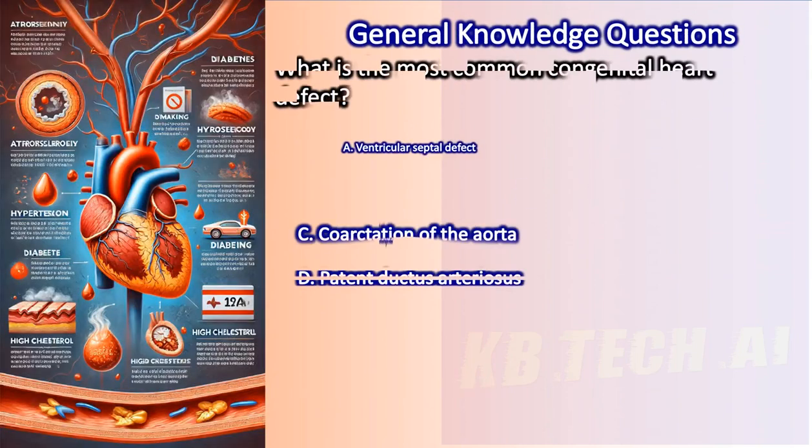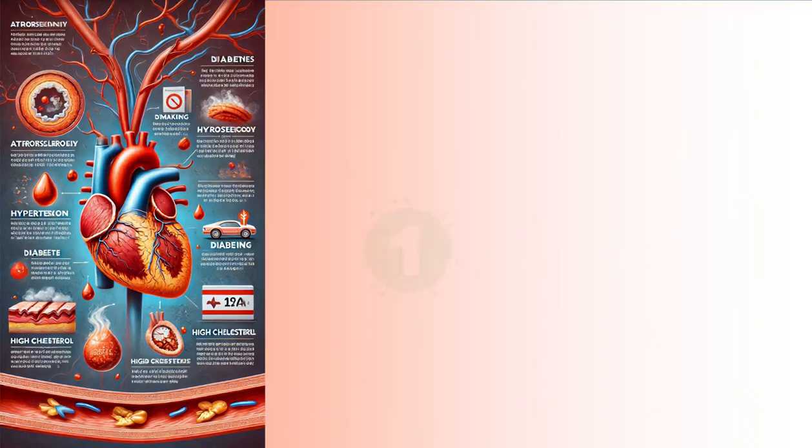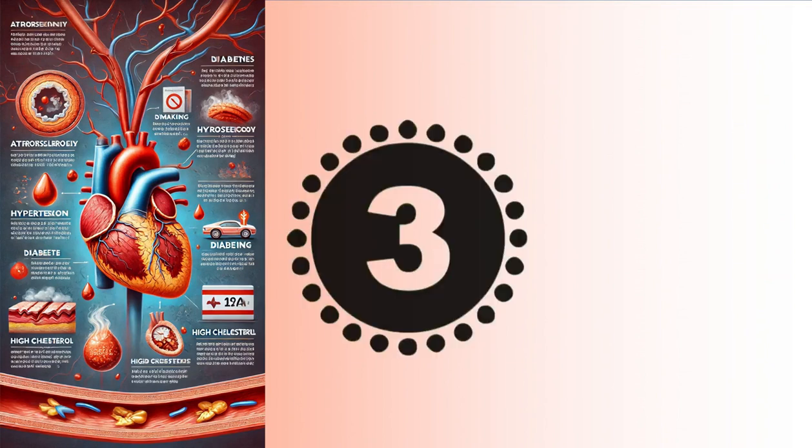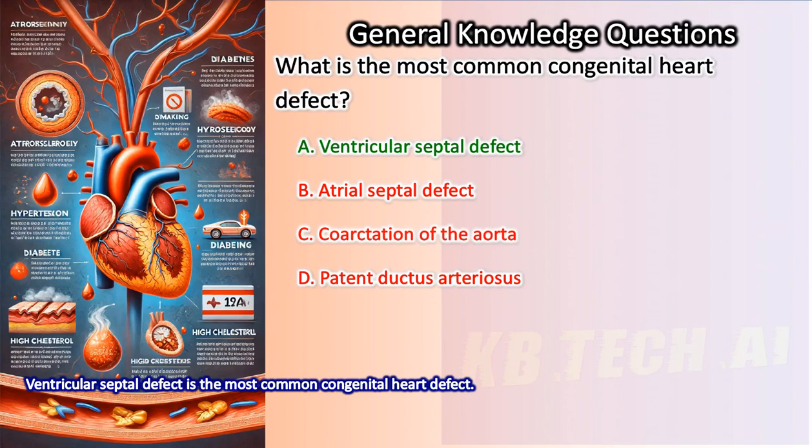Which is the most common congenital heart defect? Option 1, ventricular septal defect. Option 2, atrial septal defect. Option 3, coarctation of the aorta. Option 4, patent ductus arteriosus. The answer is option 1, ventricular septal defect.